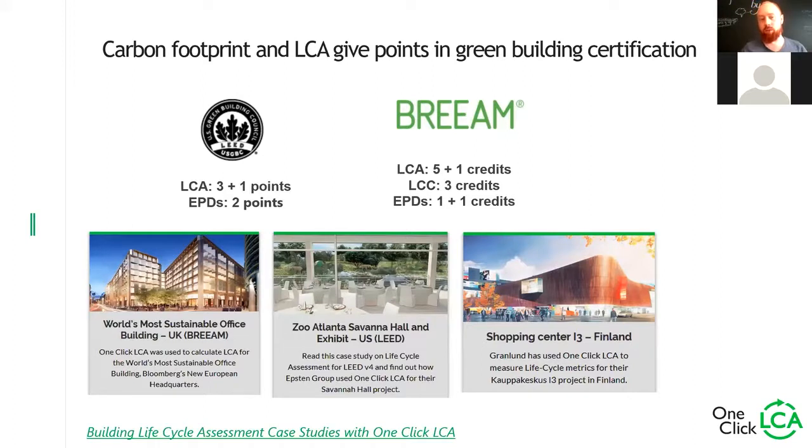reached certain goals. So for example, in the UK, one of our clients did an assessment for the new Bloomberg headquarters, which at that moment was the world's most sustainable office building. We have some studies for LEED Platinum, for example, in the US, but there are different options throughout Europe. And LEED Platinum is basically the highest rating you can get in LEED. And then we also have some quite big projects like a shopping center in Finland or the airport in Helsinki, which have been done also with our software.